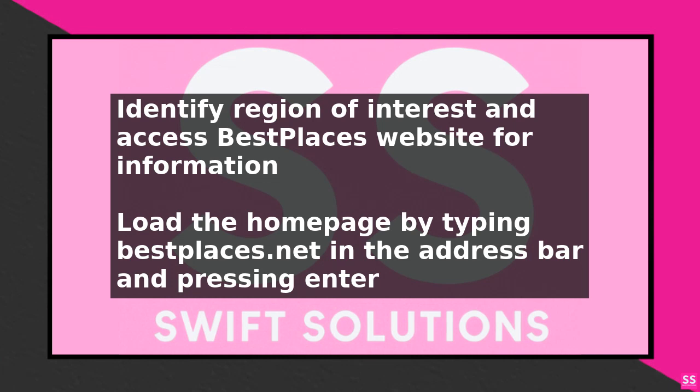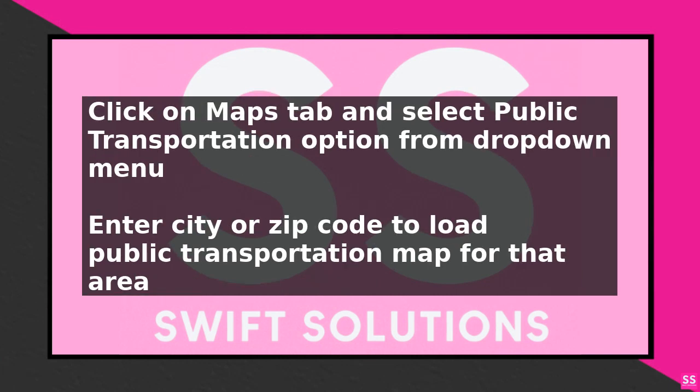Next, click on the Maps tab and select the public transportation option from the drop-down menu. This will take you to a page where you can enter the city or zip code of the area you are interested in. Type the location and press enter to load the public transportation map for that area.